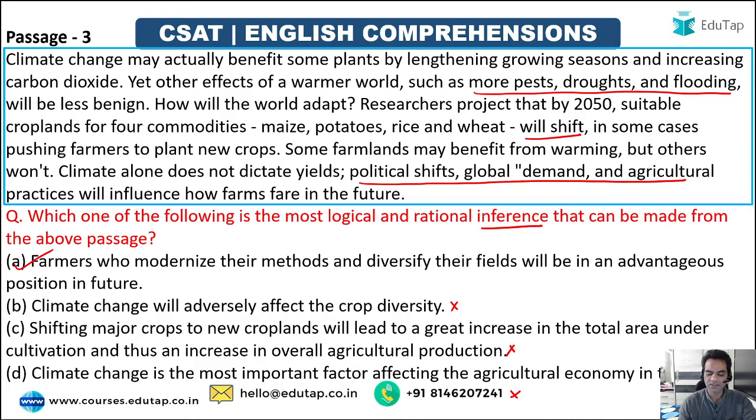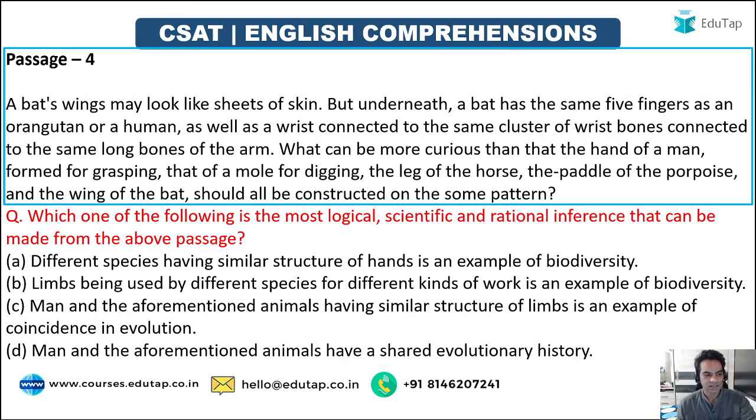Right. So let's solve another passage today, guys. Now we have to again find the logical and rational inference from the passage. Okay, so let's read the passage, guys. A bat's wings may look like a sheet of skin, but underneath a bat has the same 5 fingers as an orangutan or a human, as well as the same cluster of wrist bones connected to the same long bones of the arm.